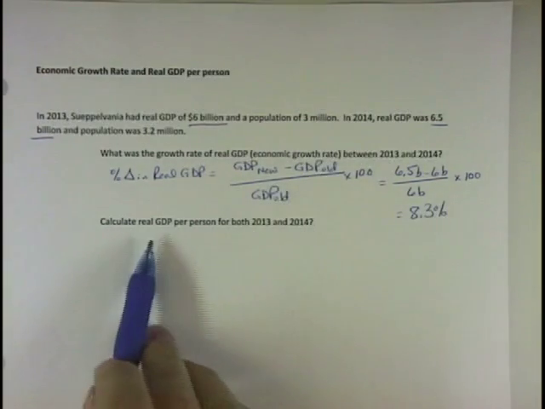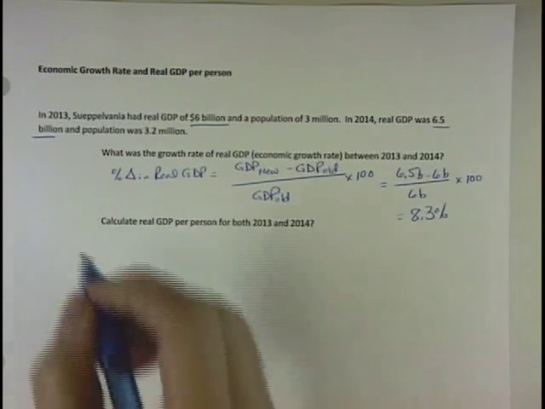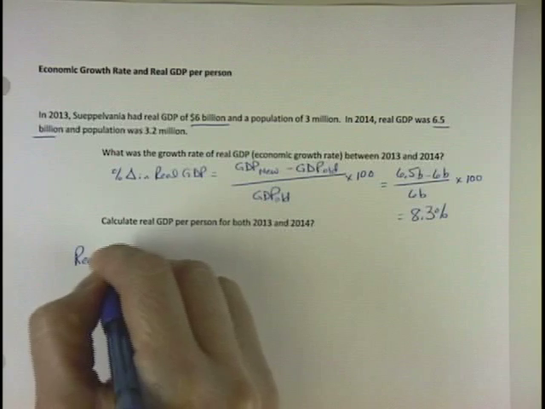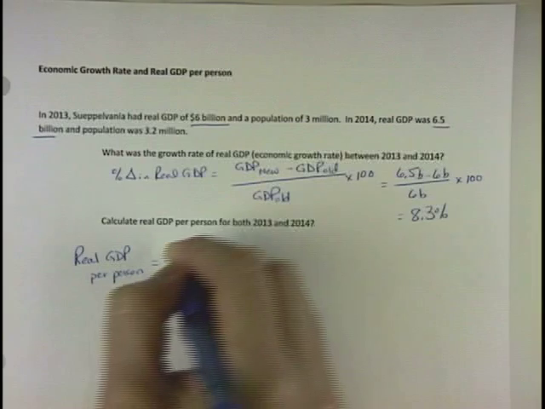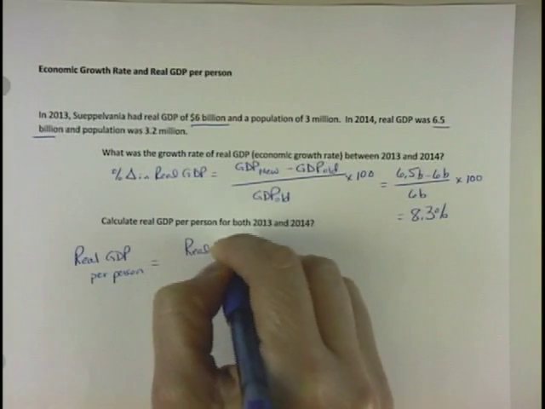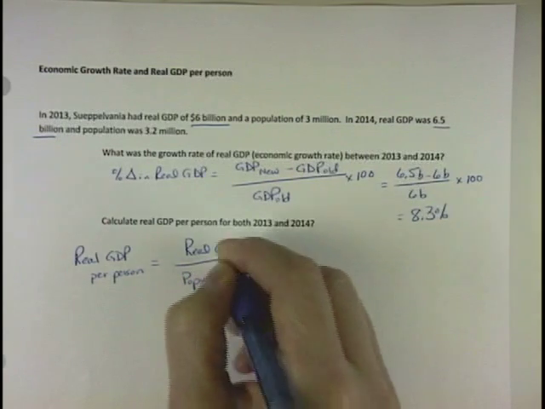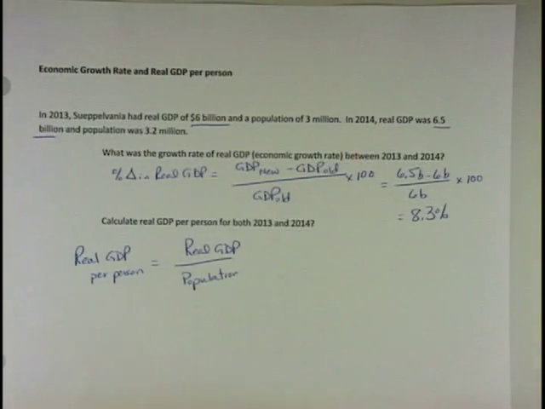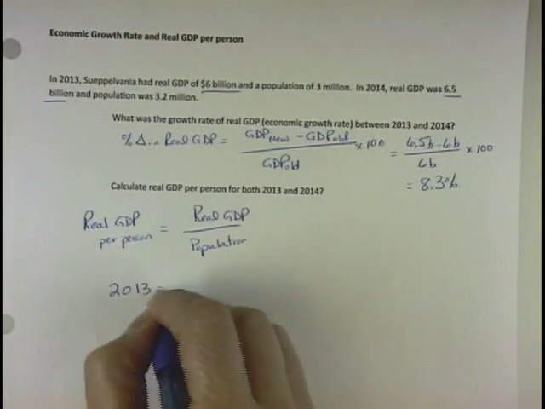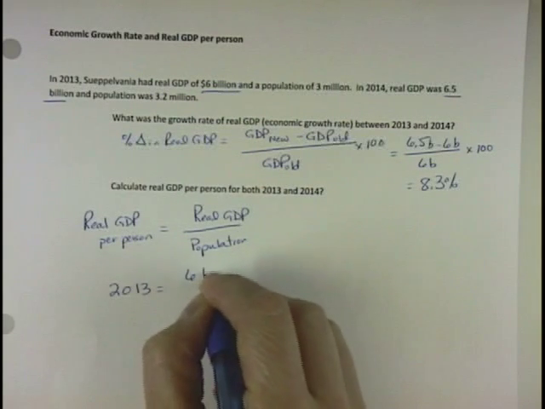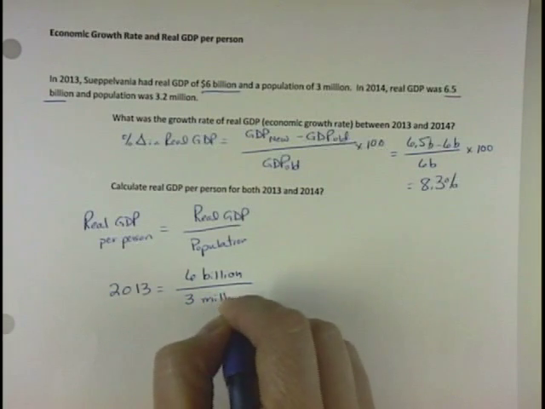Okay, so we also want to figure out what's going on with real GDP per person. Okay, so to calculate real GDP per person, we're just going to divide real GDP by population. Okay, how much are we producing, and then how many people do we have? So let's do it first for 2013. Our real GDP is 6 billion. And our population is 3 million.